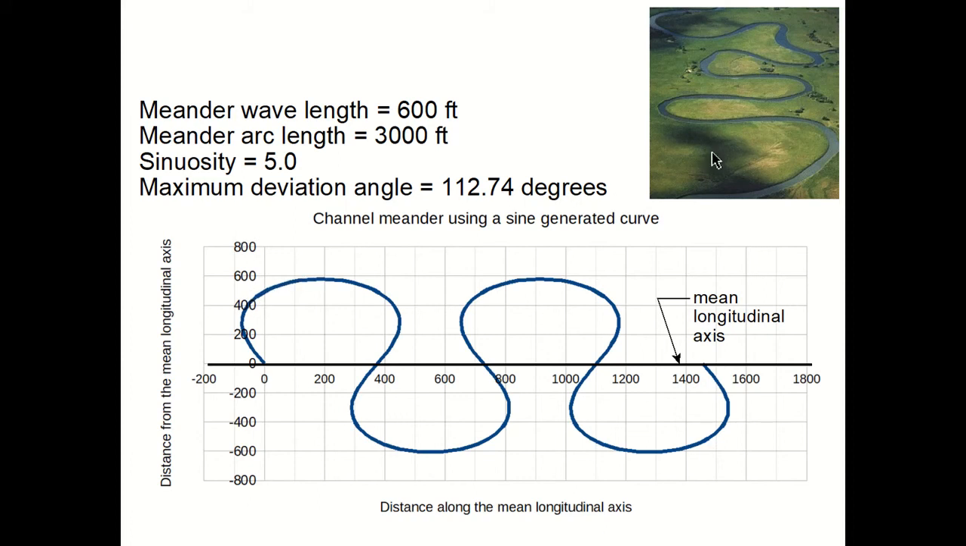The photograph here is representative of one of those very sinuous, more than likely type E channels. Once again, if we were to take the average of all of the deviations from the x-axis, they would be 0, and this is the mean longitudinal axis.